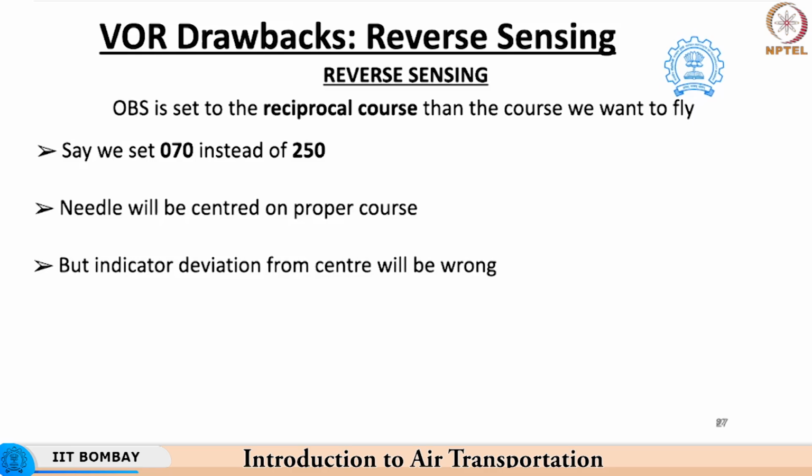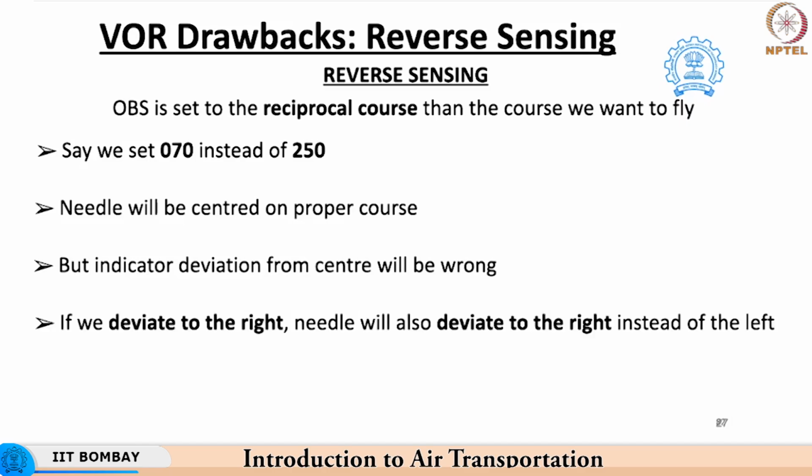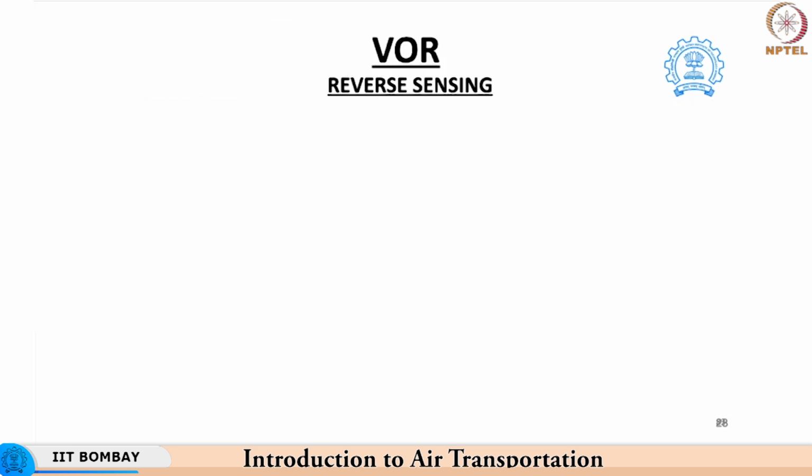However, in such a case, when there is reciprocity of the overall calibration, the indicator will show the deviation in an opposite manner. So, if we are actually deviated to the right, the needle will also deviate to the right instead of being on to the left. So, the CDI will be showing the pilot to deflect in a direction opposite to what is actually required. This phenomenon is called reverse sensing.